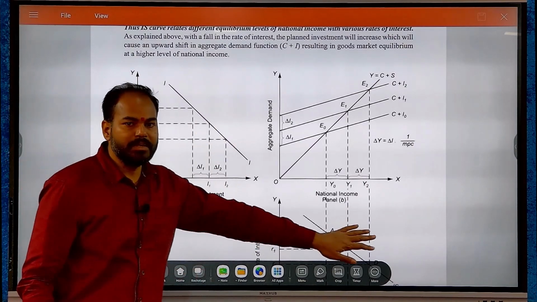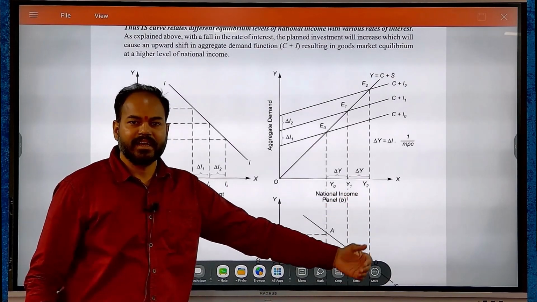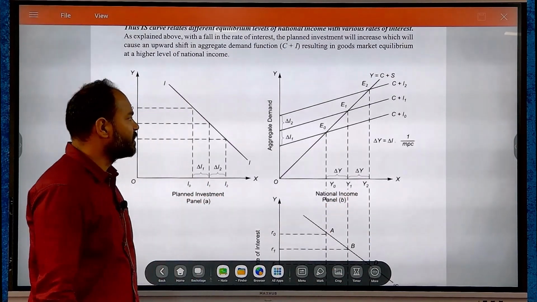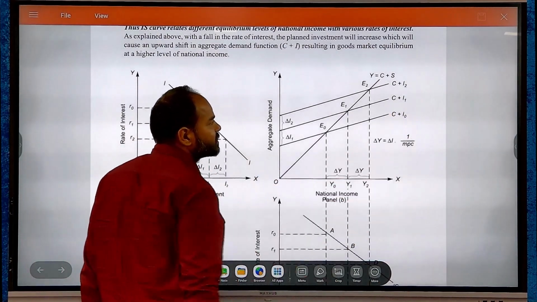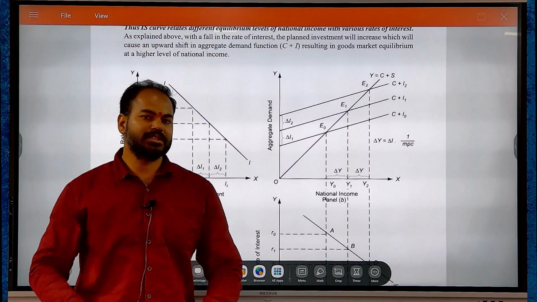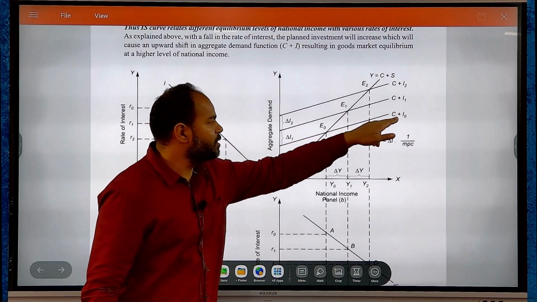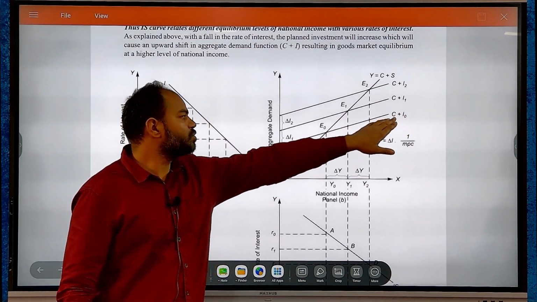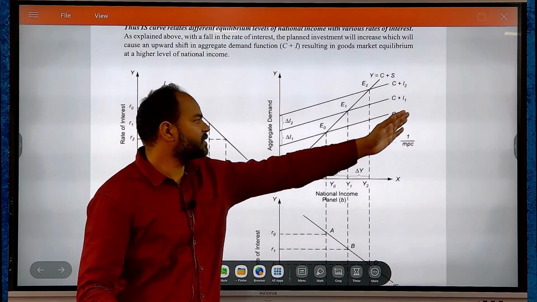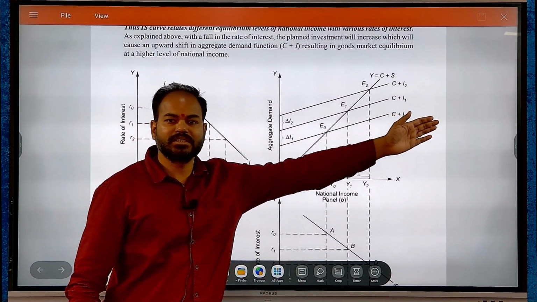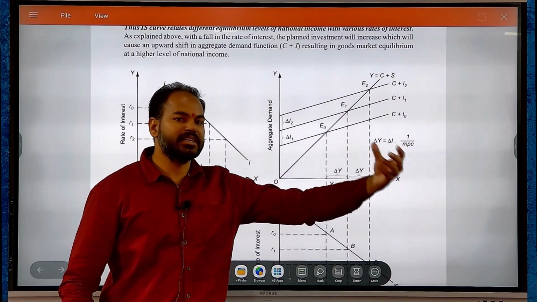Now in panel B, we have the classical aggregate demand and aggregate supply curve. This is the OZ curve, also known as the aggregate supply curve, as we have already discussed in many classes. And this is the aggregate demand curve represented as C plus I. We can also say that it represents a closed economy. C plus I, or the other form that we have discussed in national income, C plus I plus G plus X minus M. All these are the elements of aggregate demand.